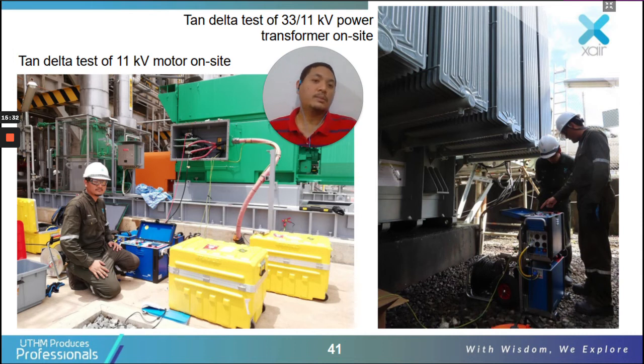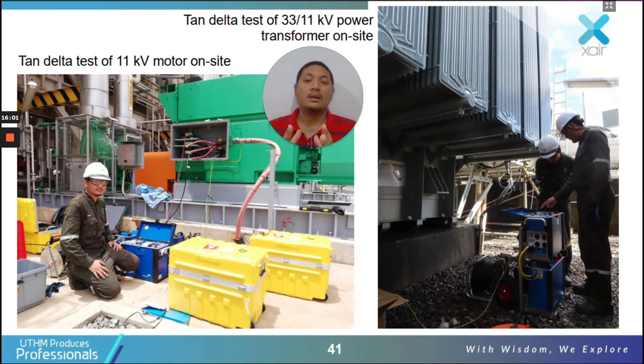In this case we perform tests on the insulation of the power transformer: insulation between HV and LV, insulation between HV and ground, insulation between LV and ground. So any insulation that we have in the equipment, we perform the tan delta test to assess the condition or the status of the insulation.